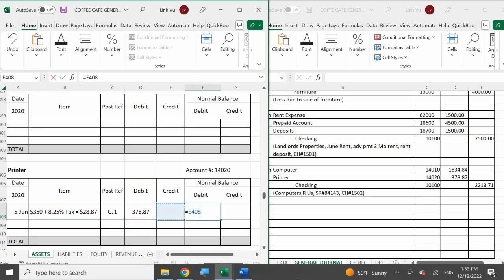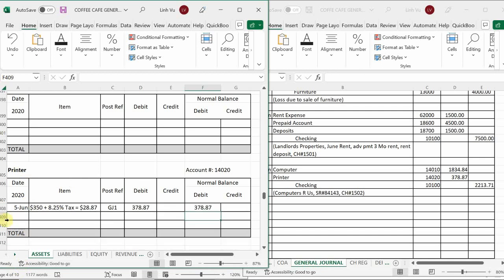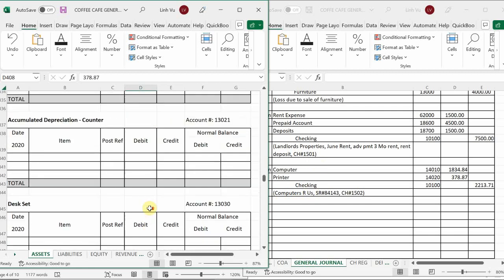Okay, is where you're going to get $378.87, and because my account balance, I'm starting at 0. So if I debited my balance for $378.87, therefore you're going to have a debit balance, right? You're increasing your printer by this much amount. Okay? All right? Last thing is going to be updating my checking account.